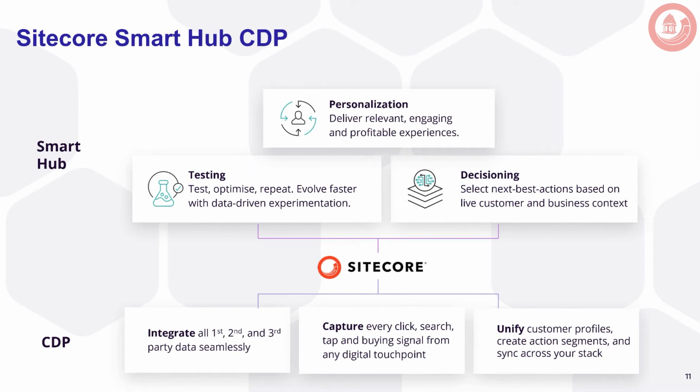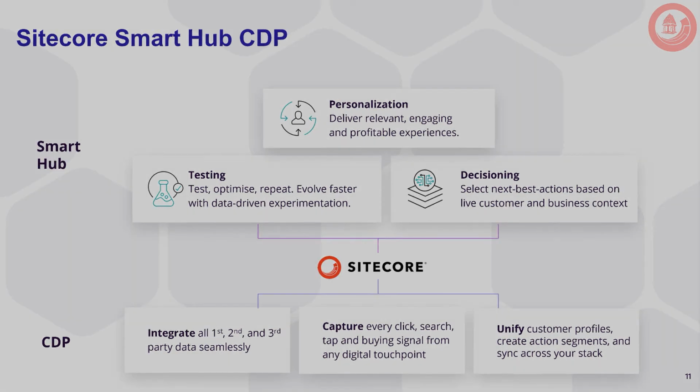At the very core level, every CDP offers integration, event capturing, and profile unification. Along with this, Sitecore CDP offers personalization, decisioning, and testing on top of the core CDP capabilities that we discussed a couple of slides ago. So the core CDP functionalities are at the bottom, and what makes it a Smart CDP or Smart Hub is the addition of testing, personalization, and decisioning into the tool, and that is what Sitecore is doing.